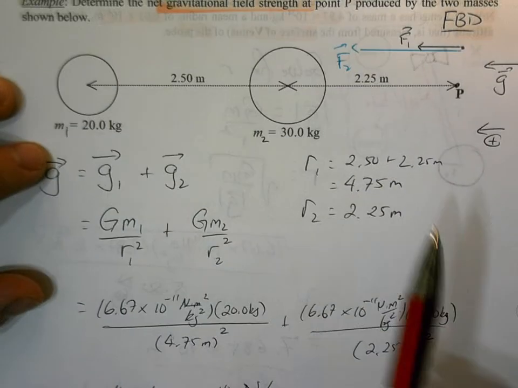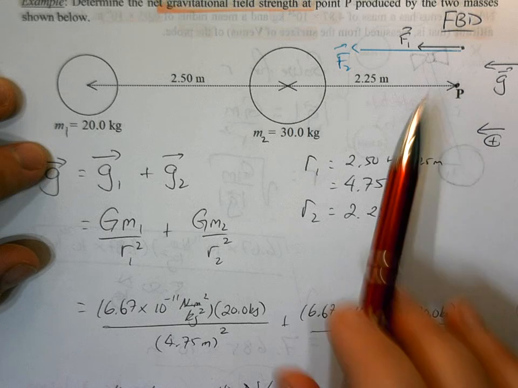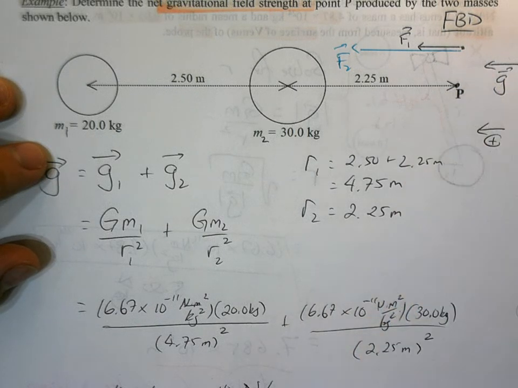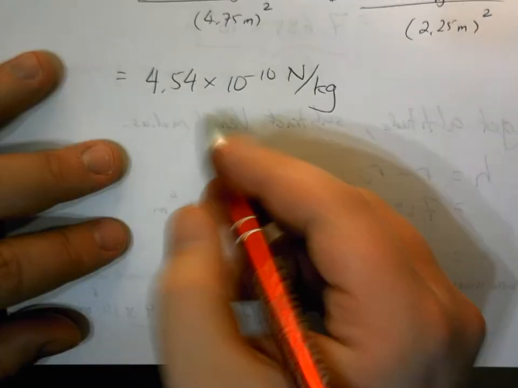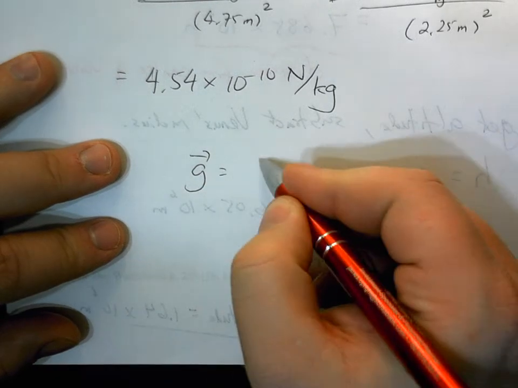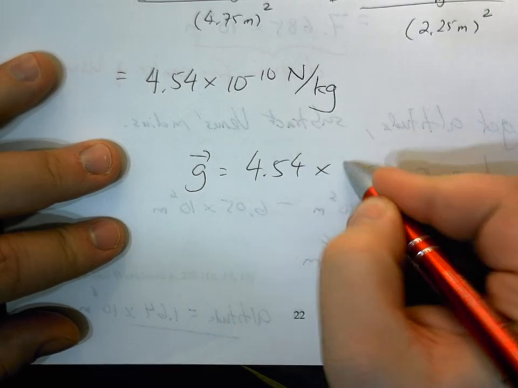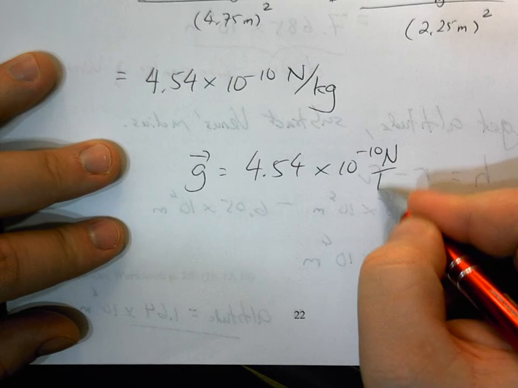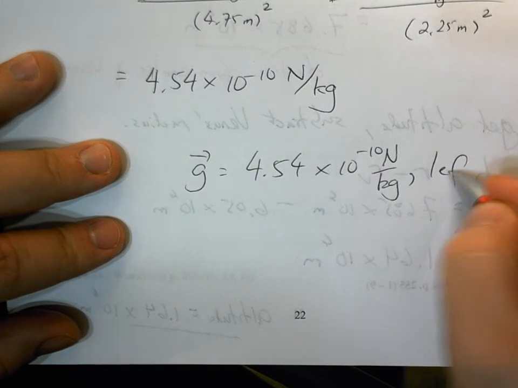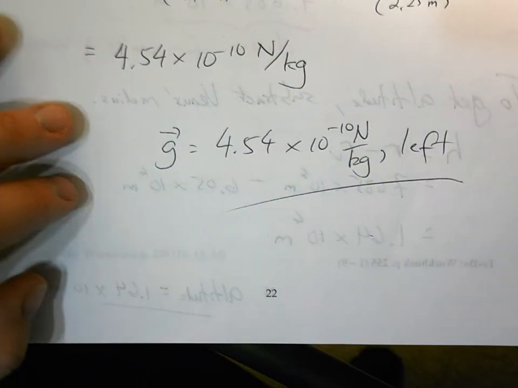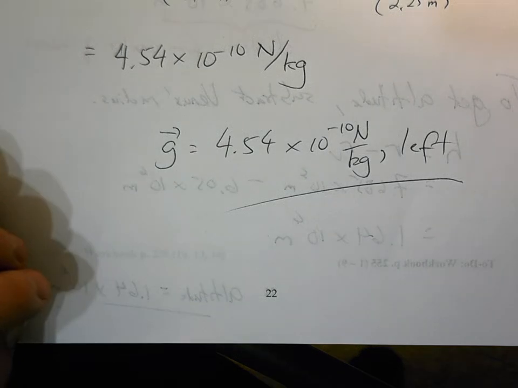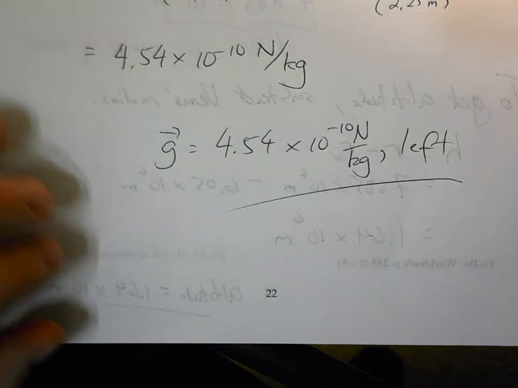For direction, I don't really have any indication of what the direction is, so all I can really say is towards the left. So we're going to say that the net gravitational field strength is about 4.54 times 10 to the minus 10 newtons per kilogram, and then we're just going to say left. On exams, you may have more specific prompts like a direction, but left works fine for us.